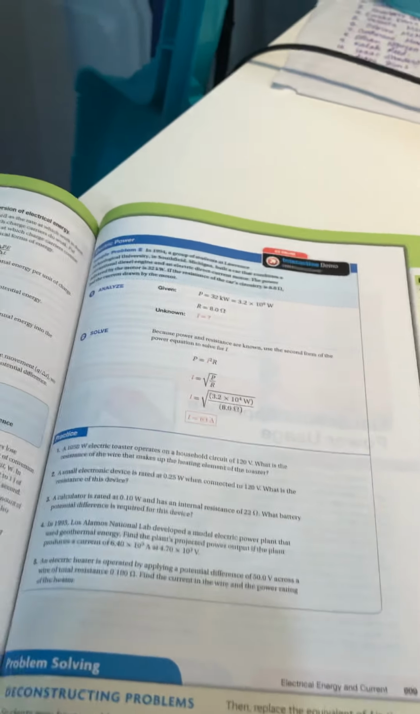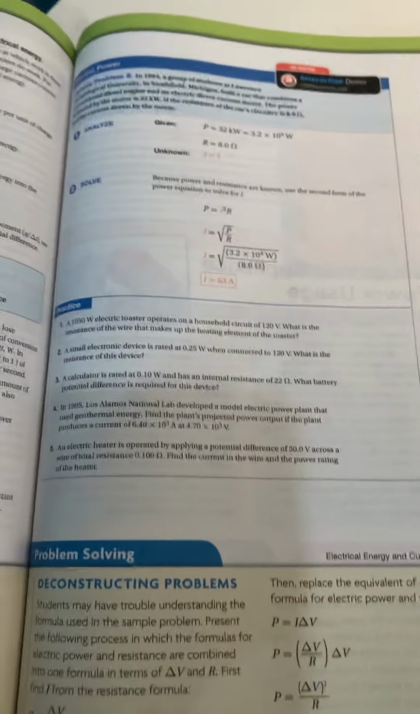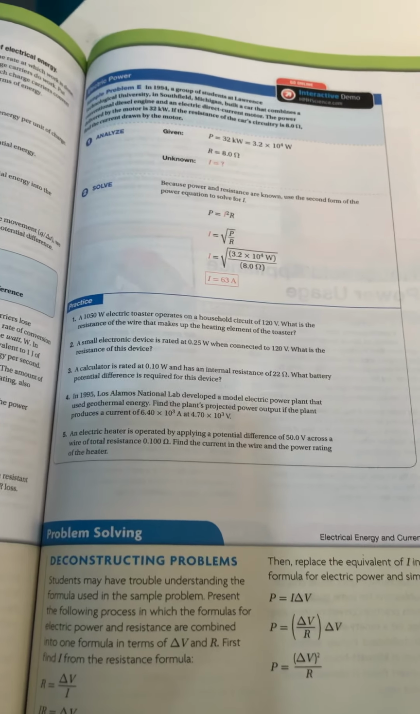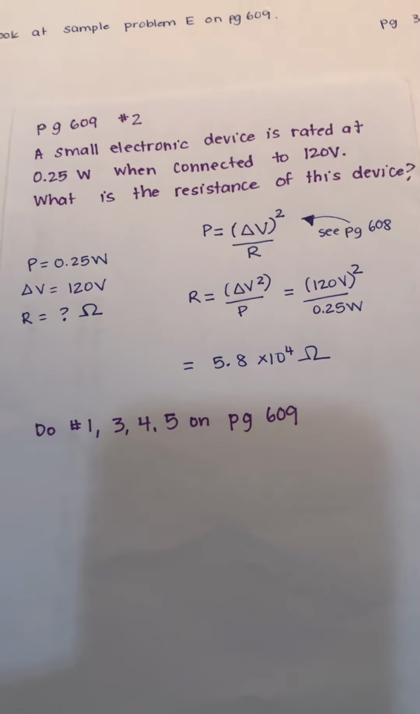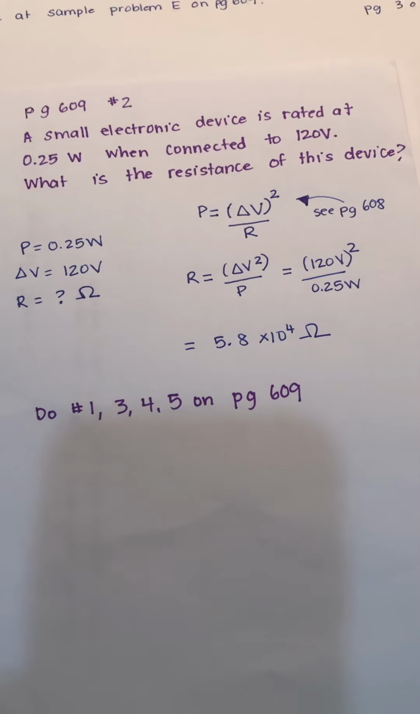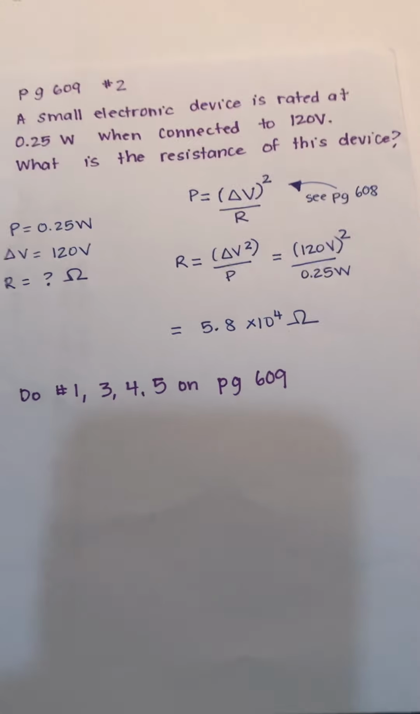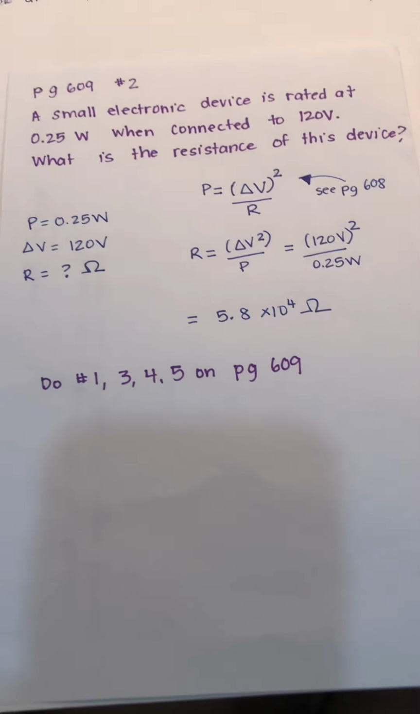So what I'm going to do is go over number 2 with you. Number 2 in your book on page 609 is the only one I'm not assigning. You're going to do on page 609 numbers 1, 3, 4, and 5. Pretty easy again, it's just a little bit different. So the question on page 609, number 2, is a small electronic device is rated at 0.25 watts. So that's going to be our P. When connected to 120 volts, which is our normal voltage for AC coming out of our plugs, that is delta V, 120. What is the resistance of the device?